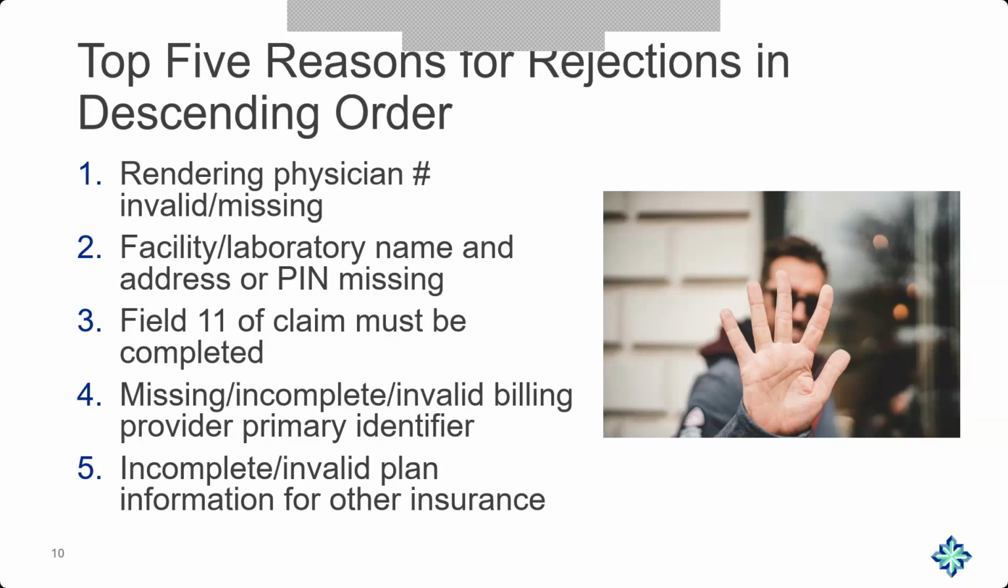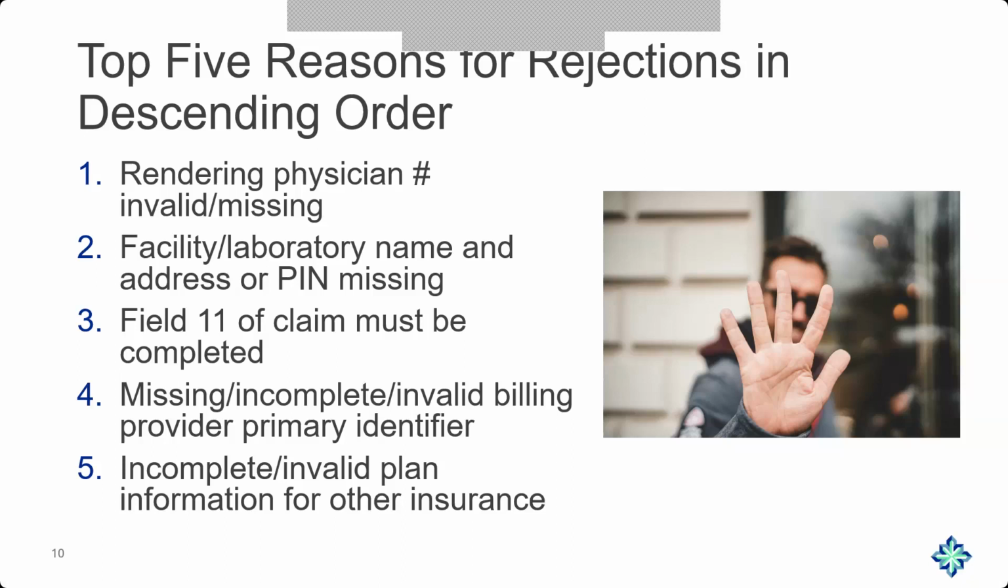And this is where a lot of providers are getting rejections because they're not putting the word none in field 11. It cannot be left blank. If it's blank, your claim is going to reject. You need to fix it and resubmit it. So there may not be another insurance that is primary to Medicare, but you still need to fill out the field and say none.